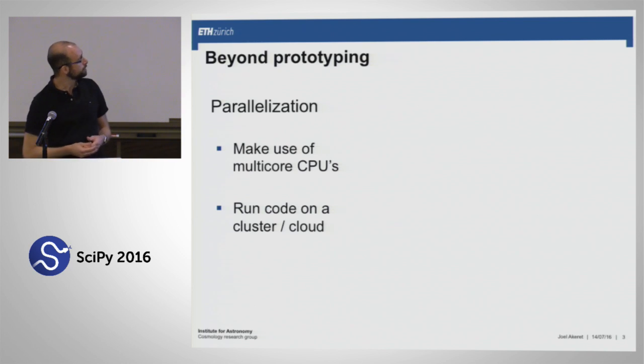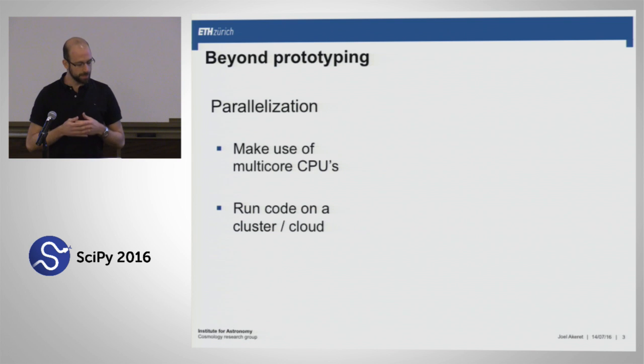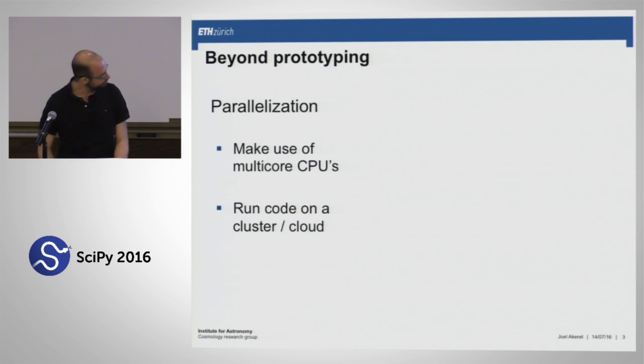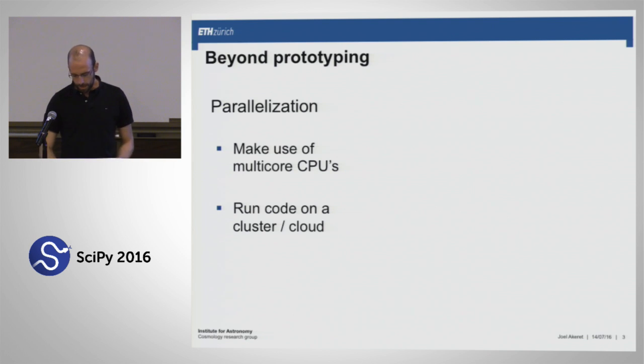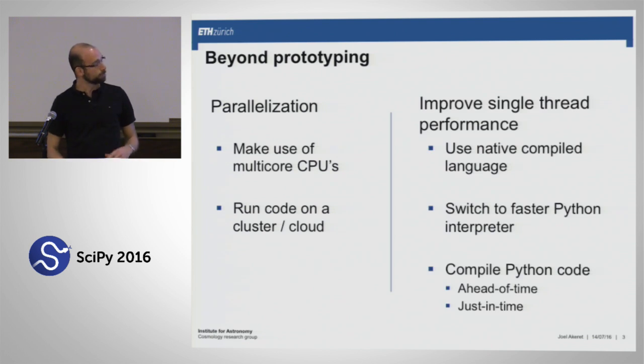The first one is parallelization. We're going to make use of the multi-core CPUs that we have. We all have a notebook with many cores, and we can make use of them. Or if we need even more speed, we run our codes on clusters, or even in the cloud. The problem there is, if the code is slow, it's going to be slow n times, right? So there's an alternative and complementary approach to that. We can work on the single-thread performance of our code, and there are different ways that we can explore.